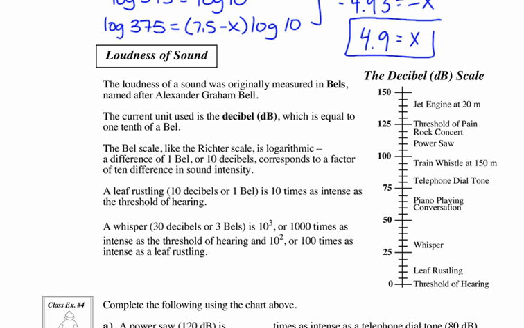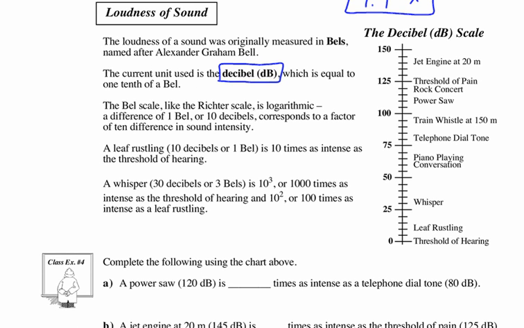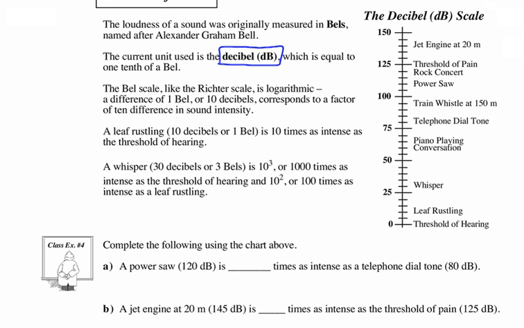So the current unit used is a decibel. If you work with music, you understand decibels, right? It's equal to 1/10 of a bell. The bell scale, like the Richter scale, is logarithmic. A difference of 1 bell, or 10 decibels, corresponds to a factor of 10 difference in sound intensity. So a leaf rustling, which is 10 decibels, is 10 times as intense as the threshold of hearing.